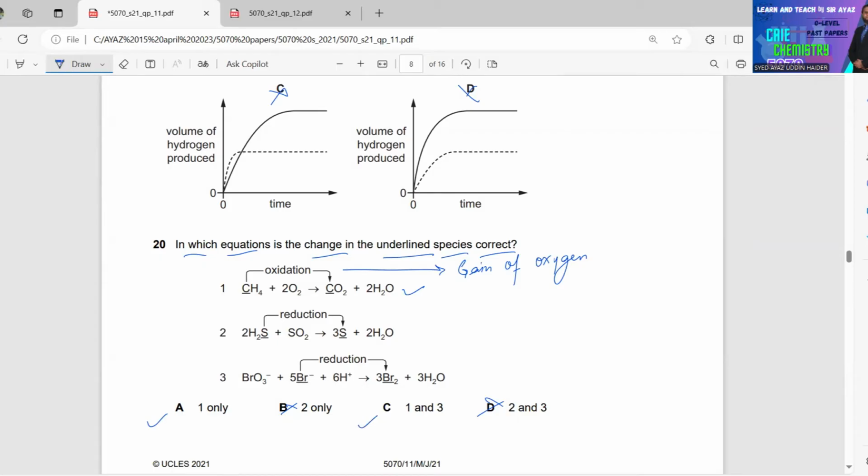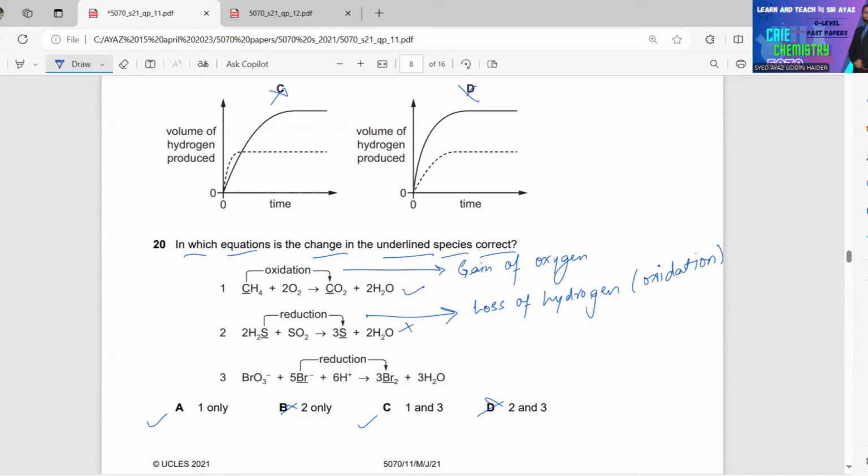So let's see. No need to check the choice number 2. For your convenience, I will check it. If you see sulfur is underlined on the reactant side, on the product side, there is S. From H2S to S, there is a loss of hydrogen. And loss of hydrogen is oxidation, which means this is incorrect. It's not reduction. This is incorrect.